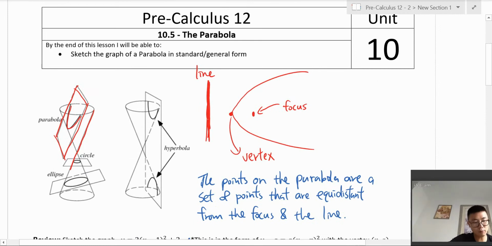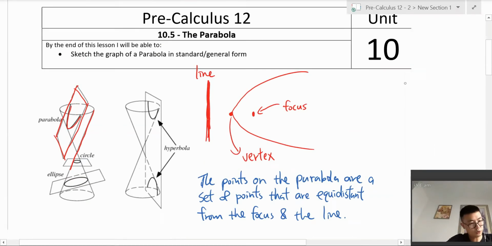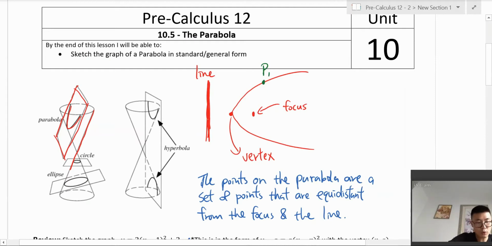To draw this parabola, the points on the parabola are a set of points that are equidistant from the focus and the line. Okay, so what exactly does that mean? I'll show you. So again, the point on the parabola, let me just pick a random point. Let's say this point right here. Here's my P1. So we have a distance between this point and the focus, and then we also have this distance between the point and the line, and these two lengths are supposed to be the same.